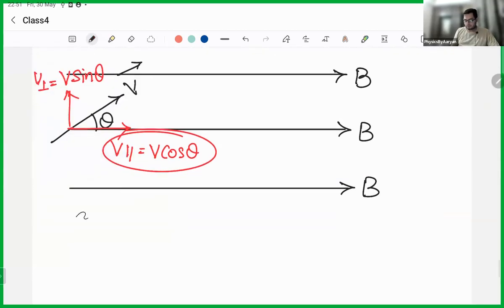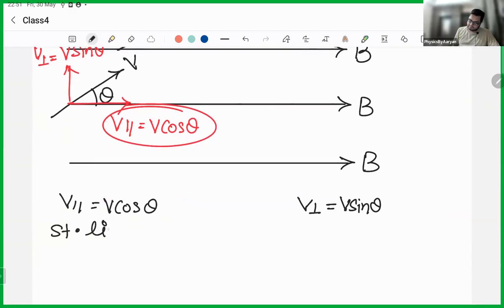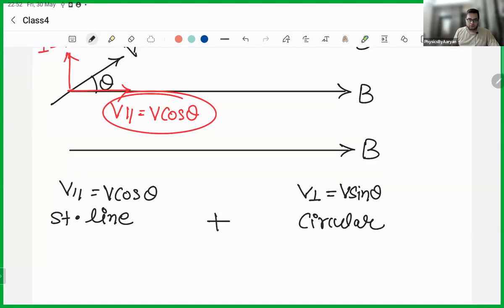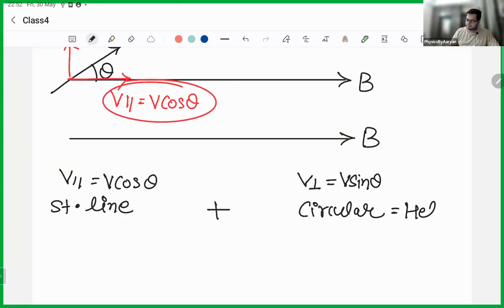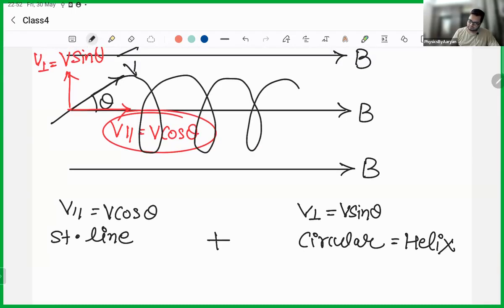So this is my v parallel, v cos theta, and this is my v perpendicular, which is v sin theta. Because of the first case, if you remember, the motion was a straight line. And because of the second case, the motion was circular. Now if you combine circular with straight line, you get helix. Helical motion. You are moving forward because of v parallel, and you are moving in a circle because of v perpendicular. In the second case, it was circular in just one place, you were not moving forward. In the first case, you were just moving forward, but there was no circle. Now it is both: you have a circle as well as you are moving forward.